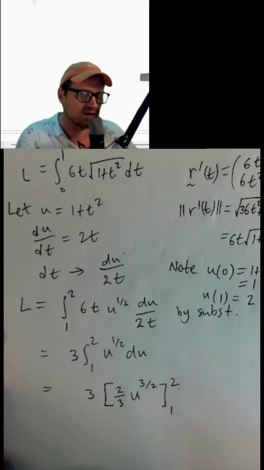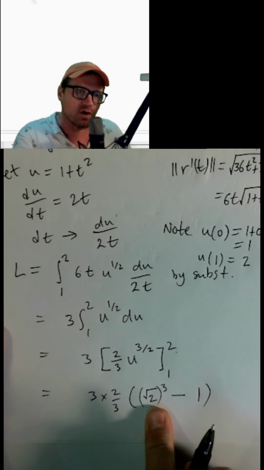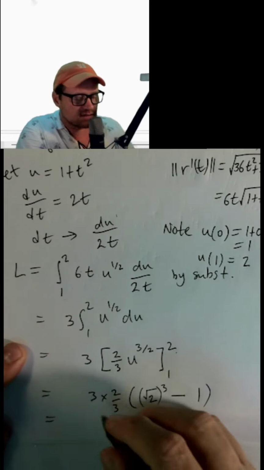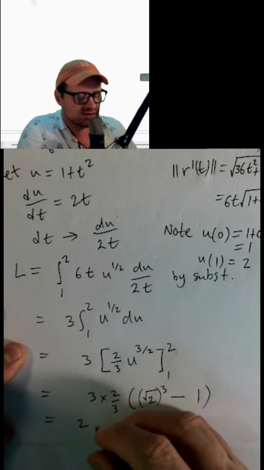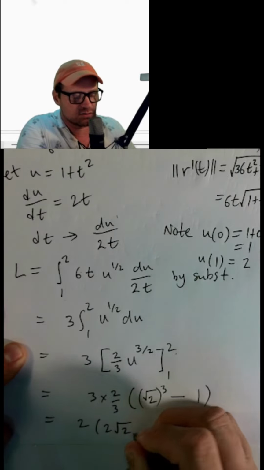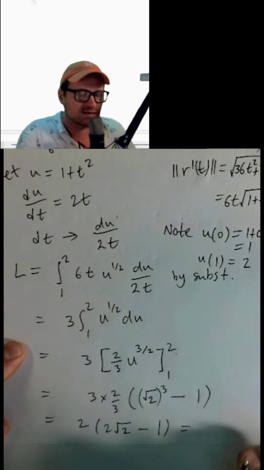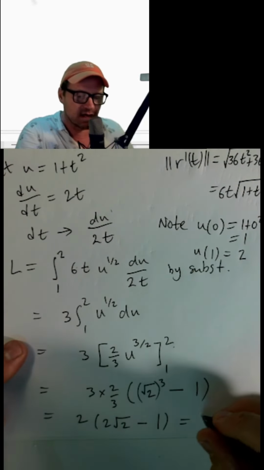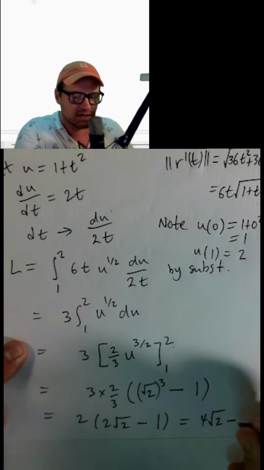Okay, so now we sub in the 2. So this here we can write as 2 root 2. Let's cancel the 3's. So we have 2 outside of 2 root 2 minus 1. And so this we can express as 4 root 2 minus 2.